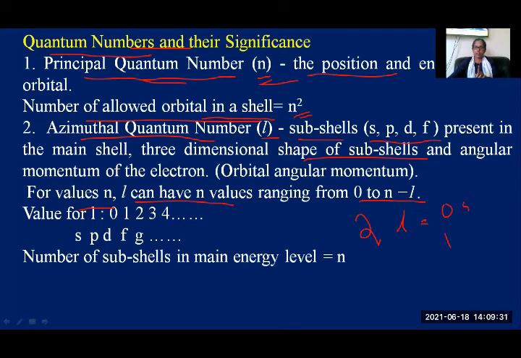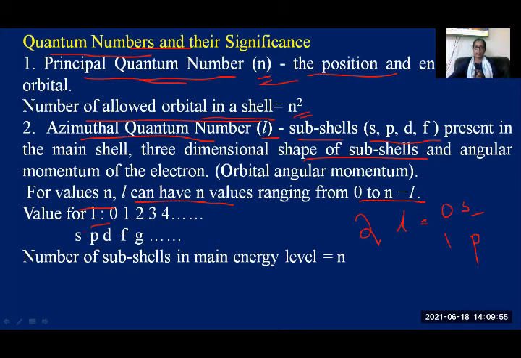Yes, L equal to 0 corresponds to s orbital, L equal to 1 corresponds to p orbital. So the value of L, if it is 0, 1, 2, 3, 4, etc., corresponds to orbital s, p, d, f, g, h, etc. By looking at the L value, we can say which orbital it is. It tells us the shape of the orbital.